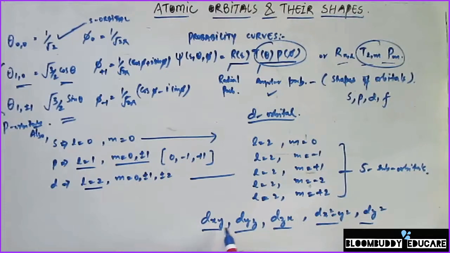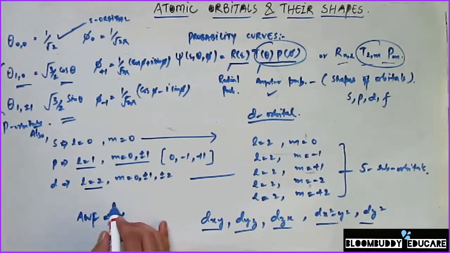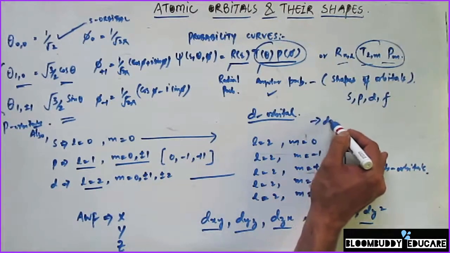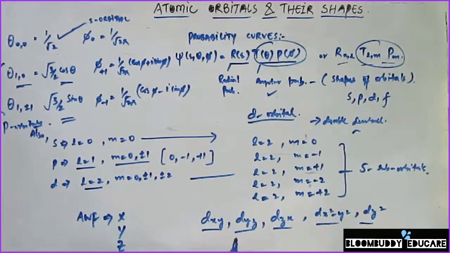And in a similar manner as I have shown for the p orbital, if the angular wave function is a function of the x-axis, then we call it px. If it's a function of the y-axis, we call it py. If it's a function of the z-axis, we call it pz. In a similar manner for d orbitals, the shape is a little bit more complex. It's a double dumbbell, and for a double dumbbell it has to be dependent upon 2 axes simultaneously.